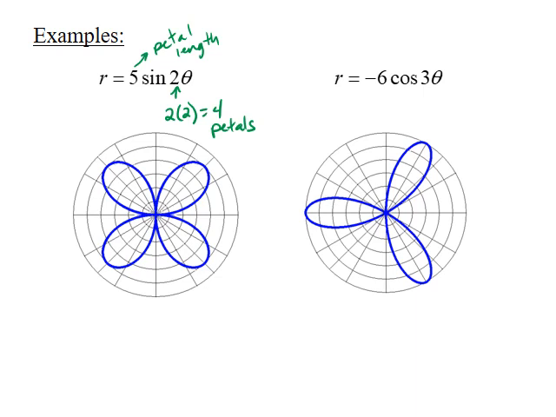So here is another example. The petal length in this case is the absolute value of this value here. So the petal length is 6. Since n is odd, there will be 3 petals, as you can see in the graph below. And these are examples of roses.